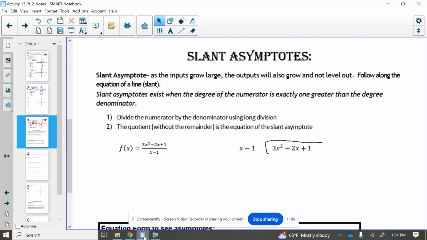Hi everyone, and welcome to part 4 of activity 13. Today we are going to talk about slant asymptotes.